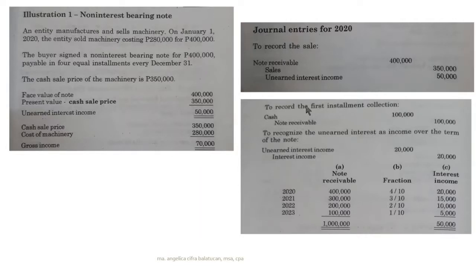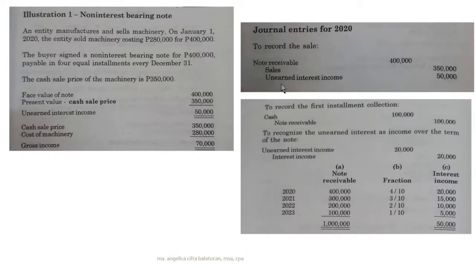Then, the next entry would be to record the first installment collection. So, 400,000 will be divided by 4 equal annual installments every December 31. So 400,000 divided by 4, every year there would be 100,000 principal payment. Okay, so what would be the entry? So debit cash because we're able to collect, and credit note receivable 100,000. That's for the principal.